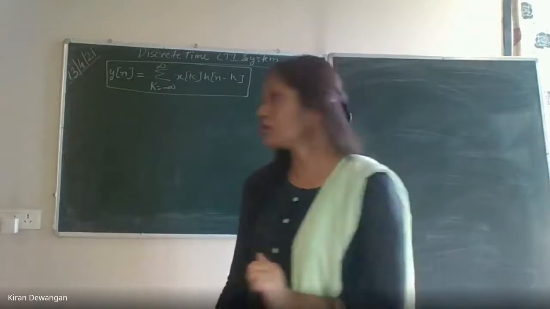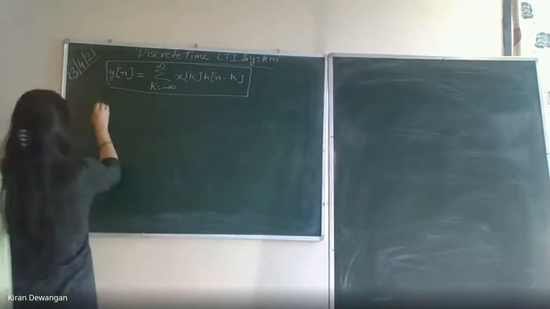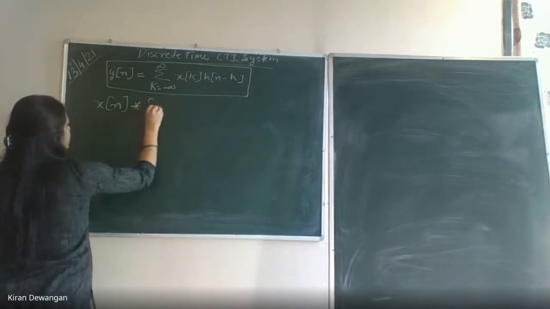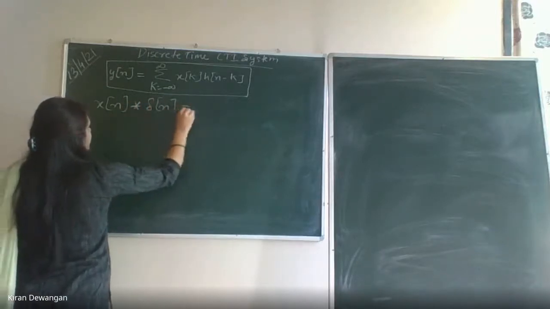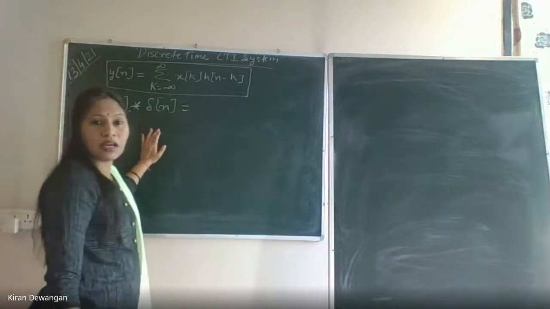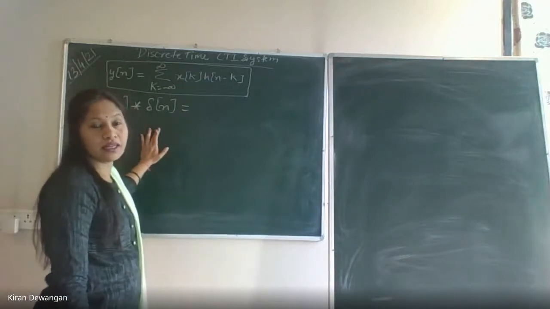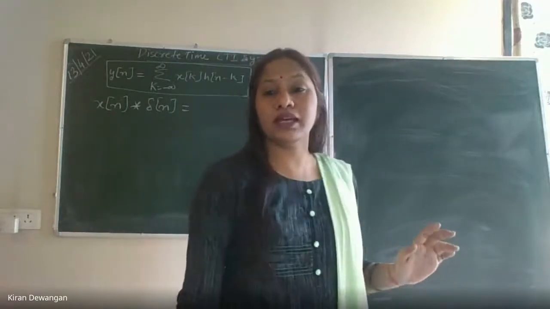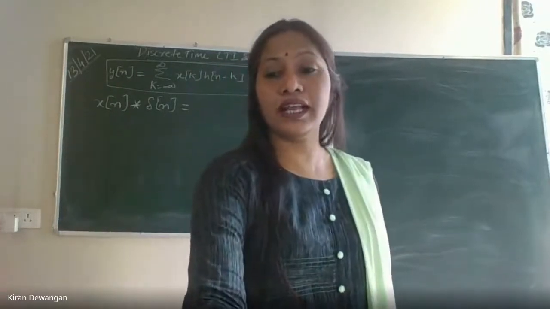That's it. Now if I write x of n convolution del n, what would be my answer? x of n convolution del n. What will be the answer of this? Tell me quickly. What would be my answer? x of n convolution del n.